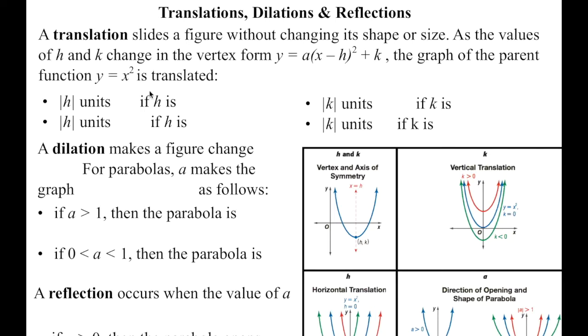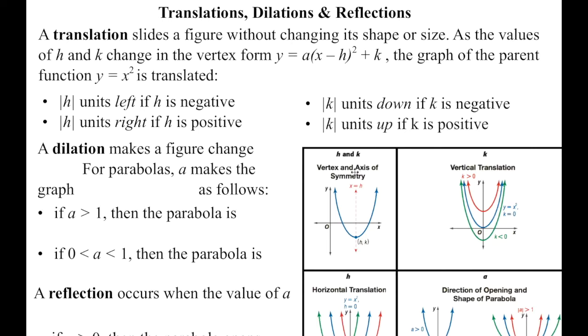So the parent function starts out as y equals x squared. And then if h is negative, so if we add something here that's negative, so it ends up being x plus a number in here, that means we're going to the left h units. And if h is positive, we go to the right h units. If we put a number in for k, and k is negative, we go down. If k is positive, we go up. So just changing those two things will make our parabola either go up, down, left, or right.